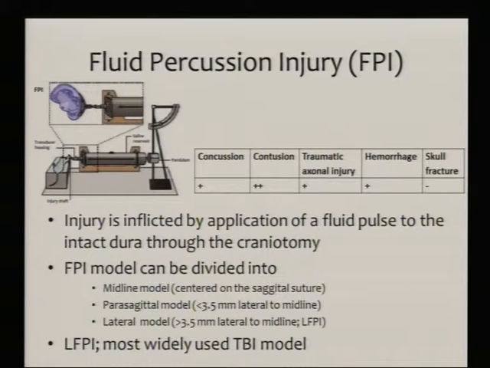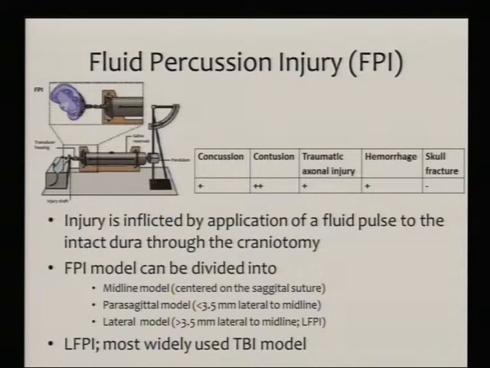So this is the fluid percussion model. In this model, a pendulum is used to create the fluid pressure pulse. It strikes the piston here, and this reservoir is full of saline. So it creates a fluid pressure pulse, and the animal is placed here, and a craniectomy has been done at this place, at the lateral position in the brain. So what happens is that it strikes the dura mater and creates the injury.